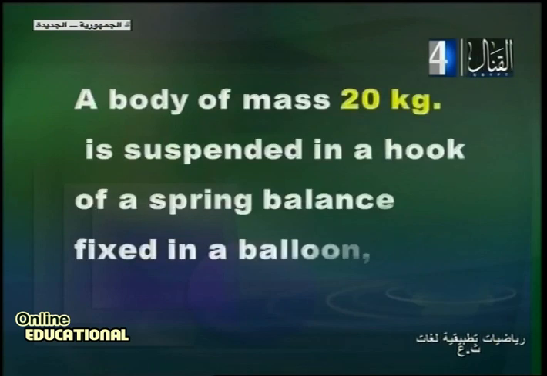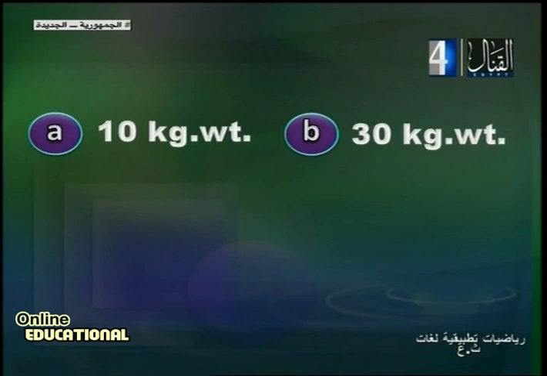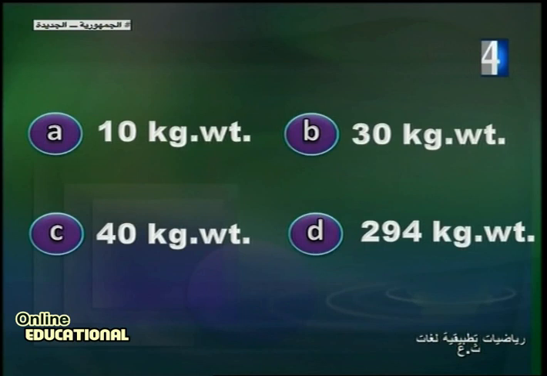Another exercise. A body of mass 20 kilogram is suspended in a hook of a spring balance fixed in a balloon. Then the apparent weight of the body if the balloon is descending with uniform deceleration equals 4.9 meter per second squared equals 10 kilogram weight, 30 kilogram weight, 40 kilogram weight, or 294 kilogram weight.